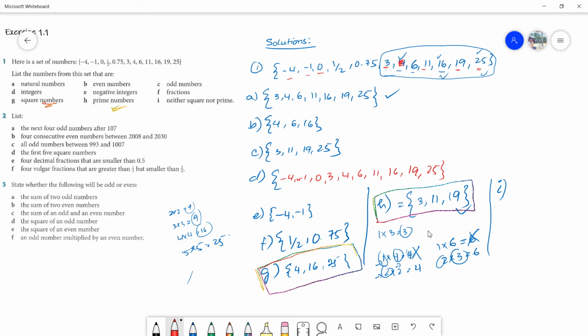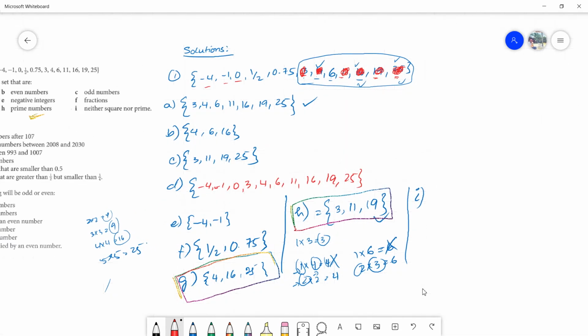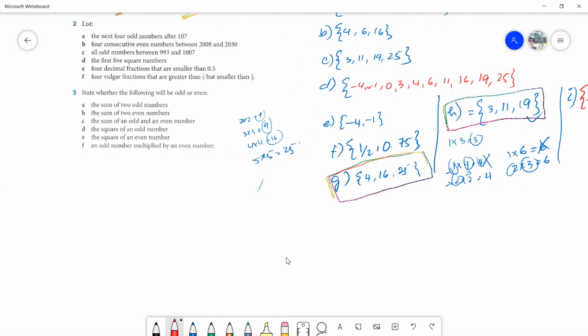All right, 4, 16, and 25. I'm scribbling it since this is the last question for part A. The other numbers are 3, 11 and 19. So here we are going to include the remaining numbers, which are -4, -1, 0, half, 0.75 and 6. That's all. So here we are done with the first question. Let's move to the second.